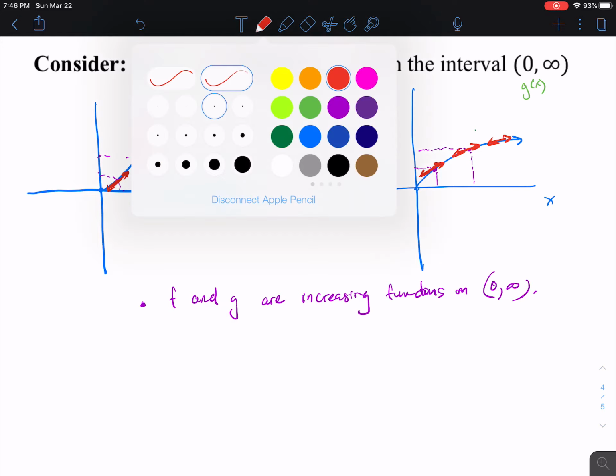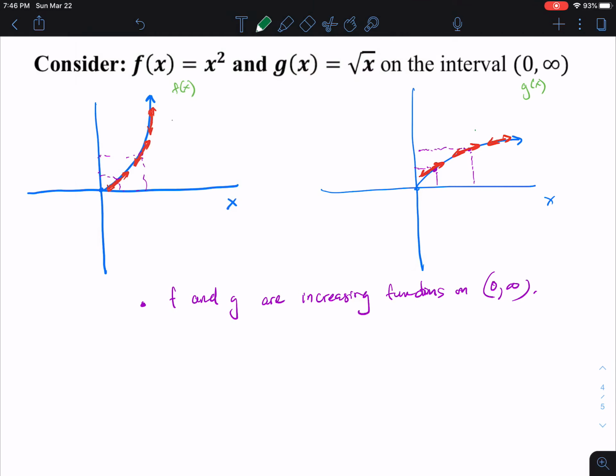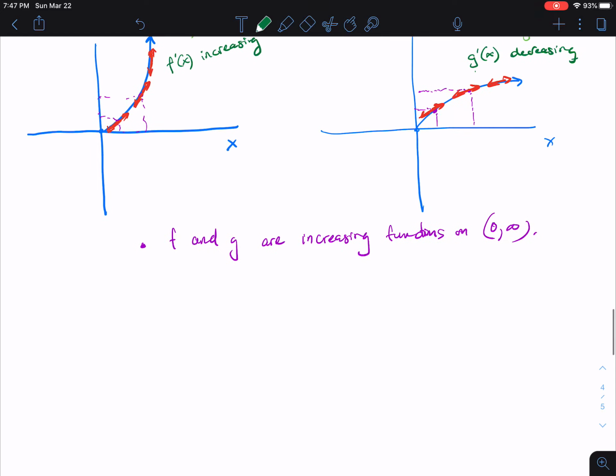So we say that f prime of x is positive, but also increasing. Here g prime of x is also positive, but the slopes are decreasing. The slopes of the tangent lines are decreasing. So g prime of x is decreasing. We say that f prime of x is increasing, but g prime of x is decreasing.